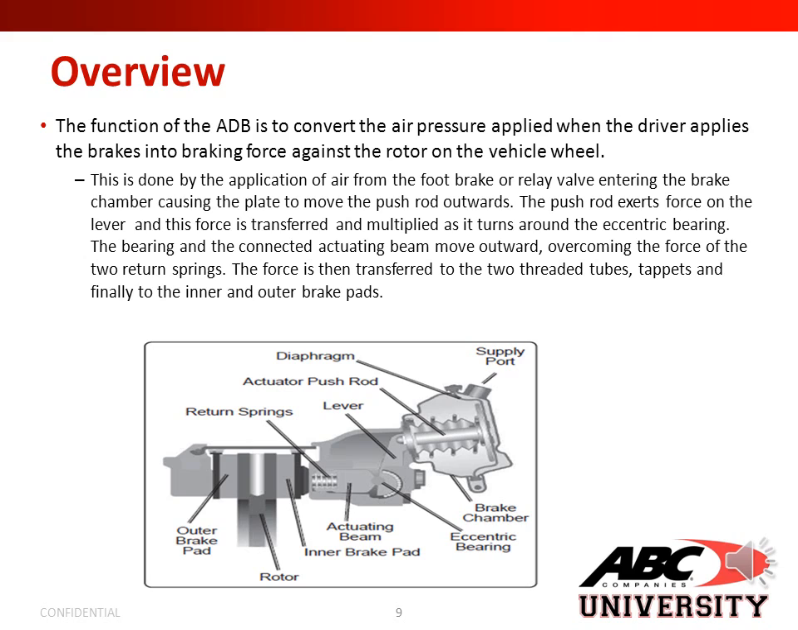The function of ADB is to convert the air pressure applied when the driver applies the brakes into braking force against the rotor on the vehicle wheel. This is done by the application of air from the foot brake or relay valve entering the brake chamber, causing the plate to move the push rods outward. The push rods exert force on the lever, and this force is transferred and multiplied as it turns around the eccentric bearing. The bearing and the connected actuating beam move outward, overcoming the force of the two return springs. The force is then transferred to the two threaded tube tappets and finally to the inner and outer brake pad.